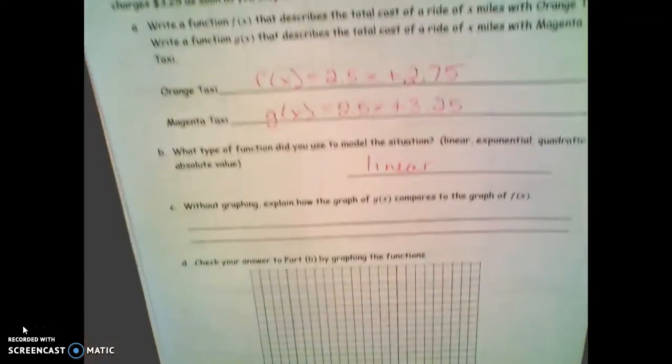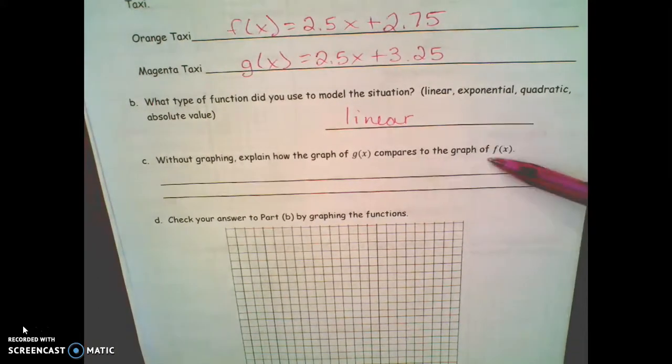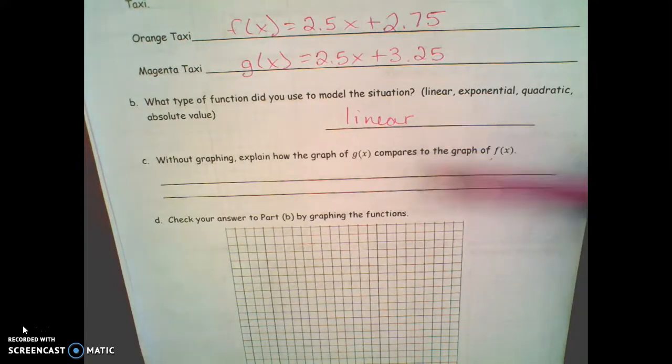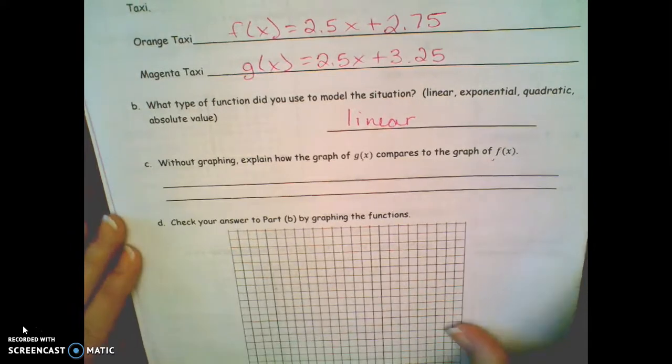And then the next part I'd like you to think about, without graphing, see if you can explain how you think these two will look different and the same from each other on the graph, and then graph it and give it a try. Pause the video and come back and I'll show you how it looks.